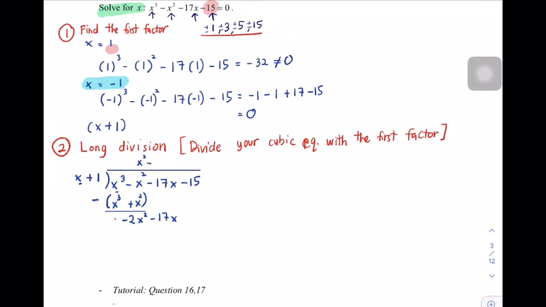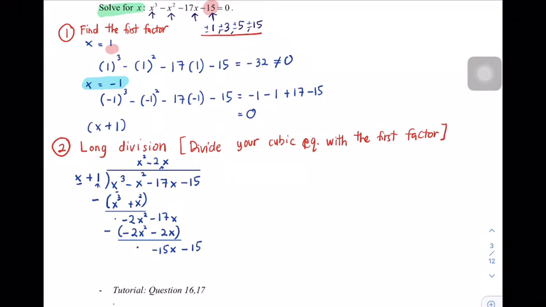So we have to multiply by negative 2x. Negative 2x times x, you will get negative 2x squared. Negative 2x times 1, negative 2x. So again, minus. Negative 2x squared minus negative 2x squared is 0. Negative 17x minus minus will become plus 2x. So you will have negative 15x minus 15.